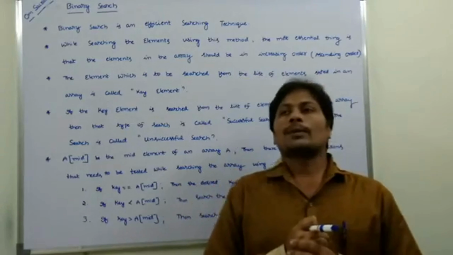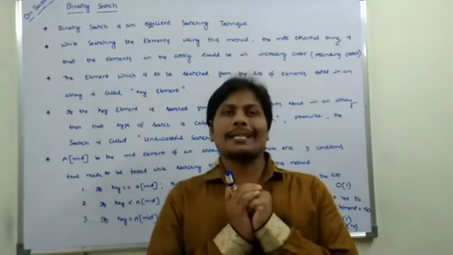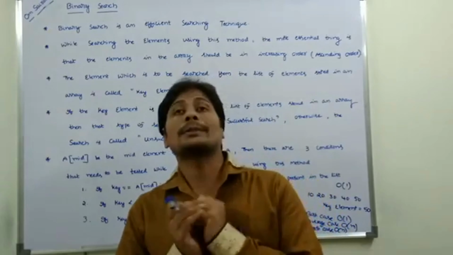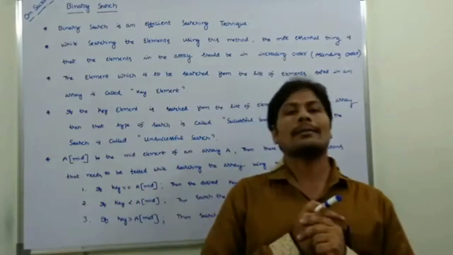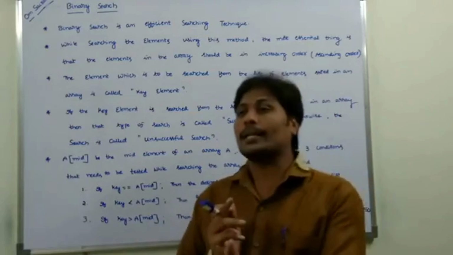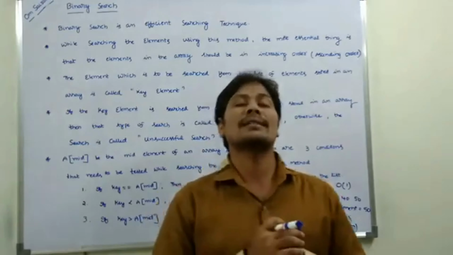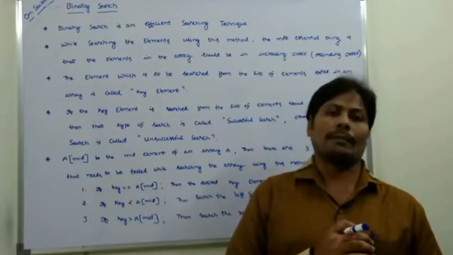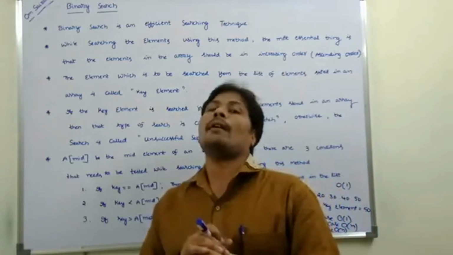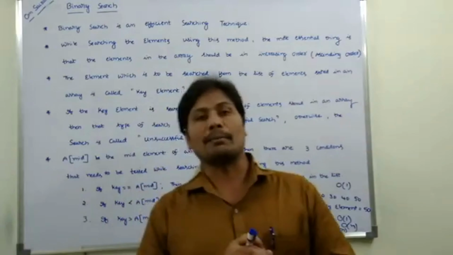Next one. So what is the element to be searched in the given list of n numbers? That element is called the key element. Which element is to be searched in the list of given n numbers? That element is called the key element. Next, how to search the key element among the list of given n numbers?